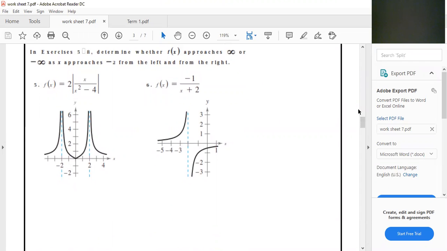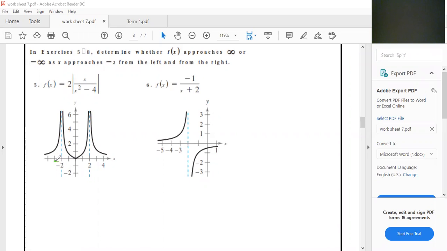In exercises 5 to 8, determine whether f of x approaches infinity or negative infinity as x approaches negative 2 from the left and from the right. I think it's so easy. I don't need to draw the sketch, because it is already given. I have to use it. Look here.